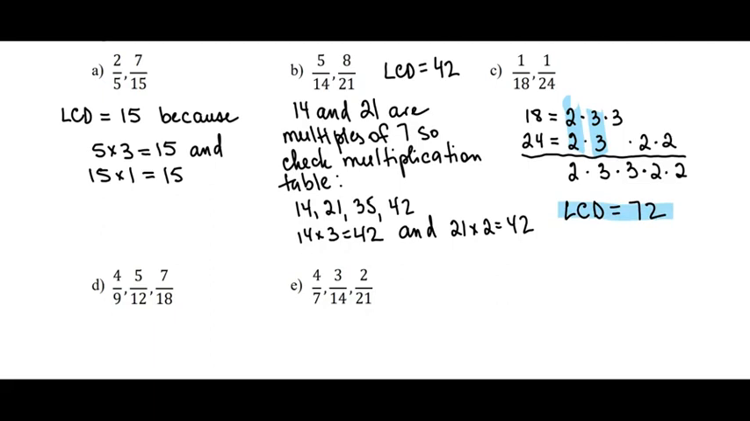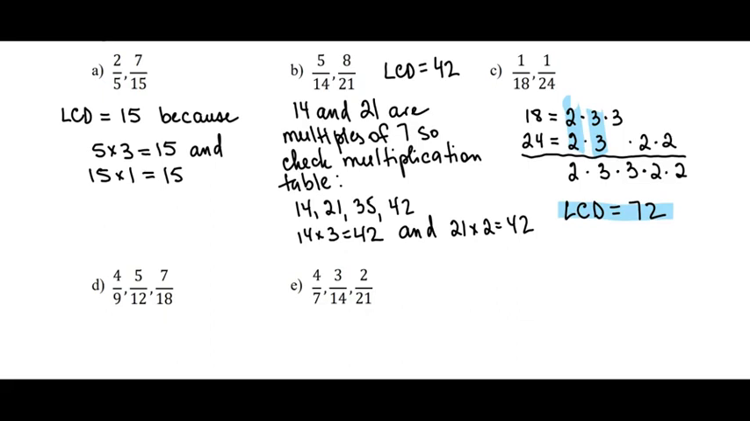Now you could also double check your multiplication table, but you would have to be really good at multiplying and understanding whether 18 goes into 72 or 24 goes into 72. Once you start working with bigger numbers, it's always easier to break them down into factors, list the factors, and then multiply all the factors together.